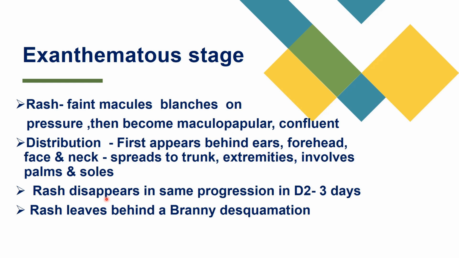Then the rash disappears in the same progression. That means by the time the rash appears in the body, the face rash disappears. So in 2 to 3 days the rash starts disappearing. As it had appeared behind the ear and forehead first, similarly behind the ear it disappears first, then the forehead, then it slowly goes down, and on the trunk and extremities it disappears. And then the rash leaves behind a brownish discoloration which gradually heals with time.